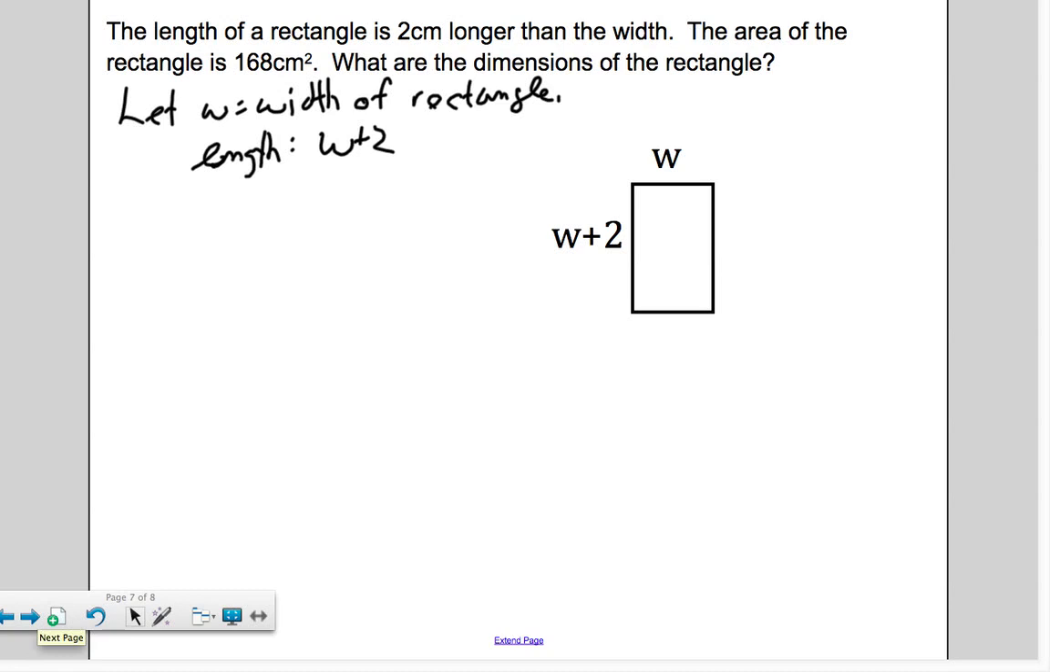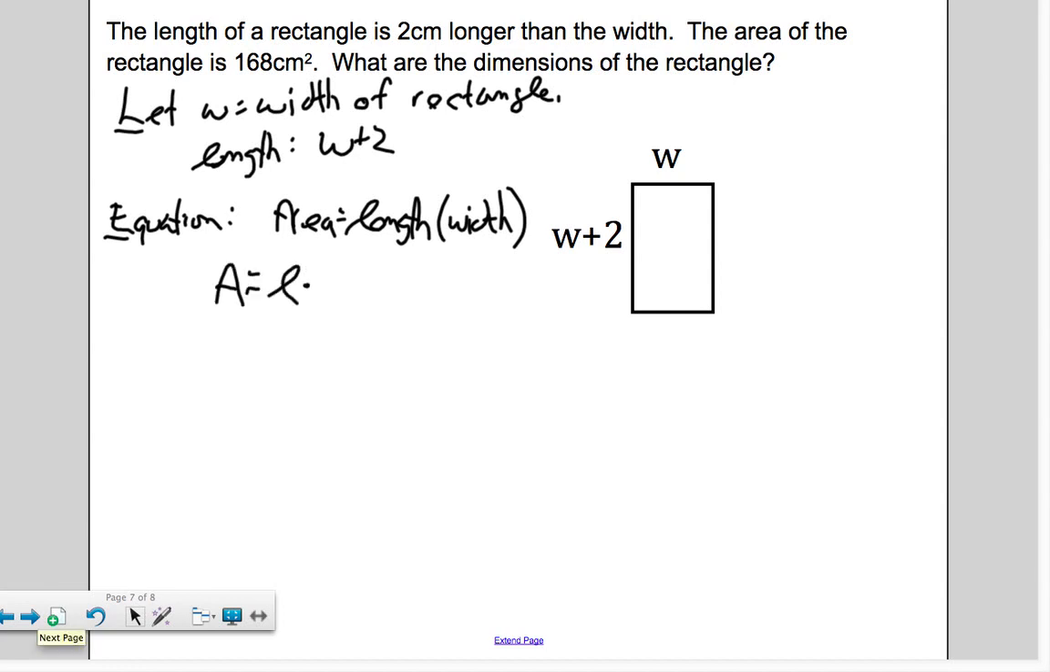So we go to our equation. Now we know the equation. How do we figure out the area of a rectangle? Area is equal to what? Length times width. Area of a rectangle is length times width. So here we can say A is equal to L times W. But what is L really? L is really W plus 2, so we can say W plus 2 times W.